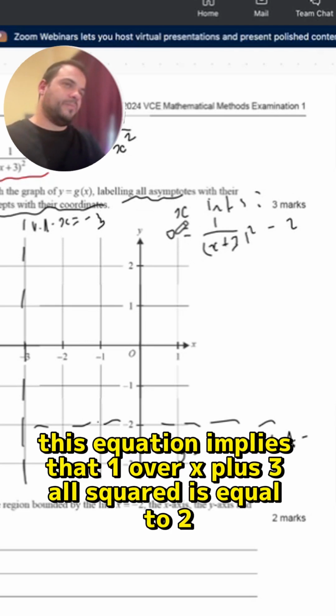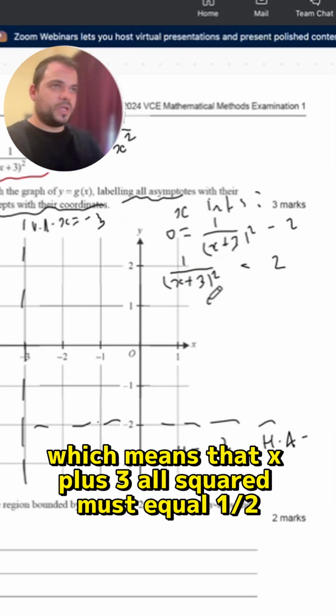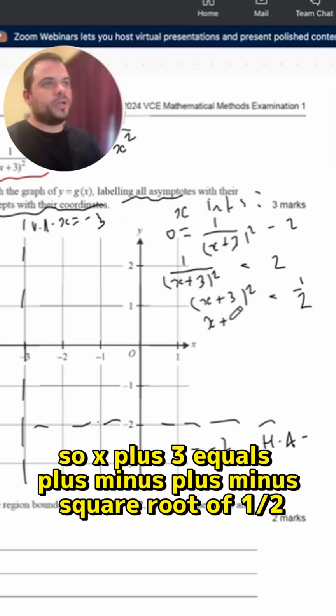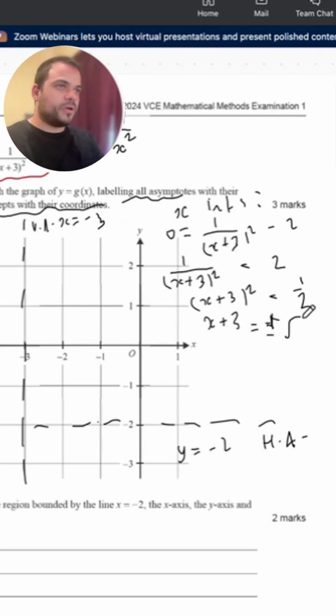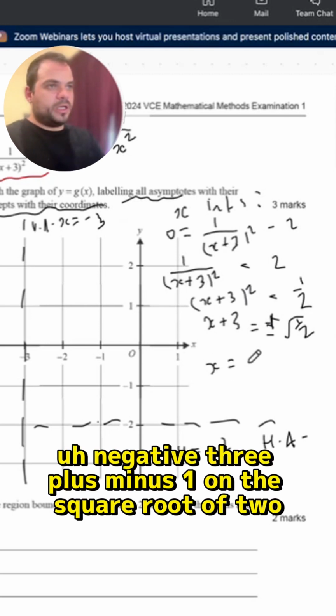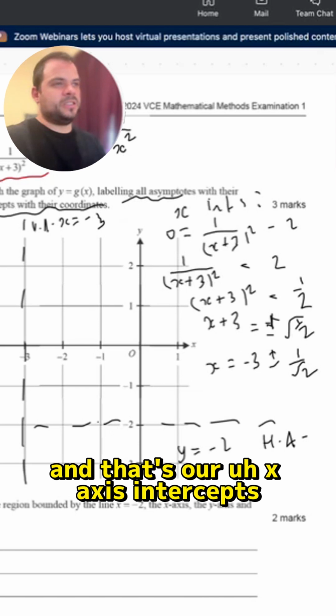So this equation implies that (1 over x plus 3) all squared is equal to 2, which means that (x plus 3) all squared must equal a half. So x plus 3 equals plus or minus the square root of a half. So x equals -3 plus or minus 1 on the square root of 2. And that's our x-axis intercepts.